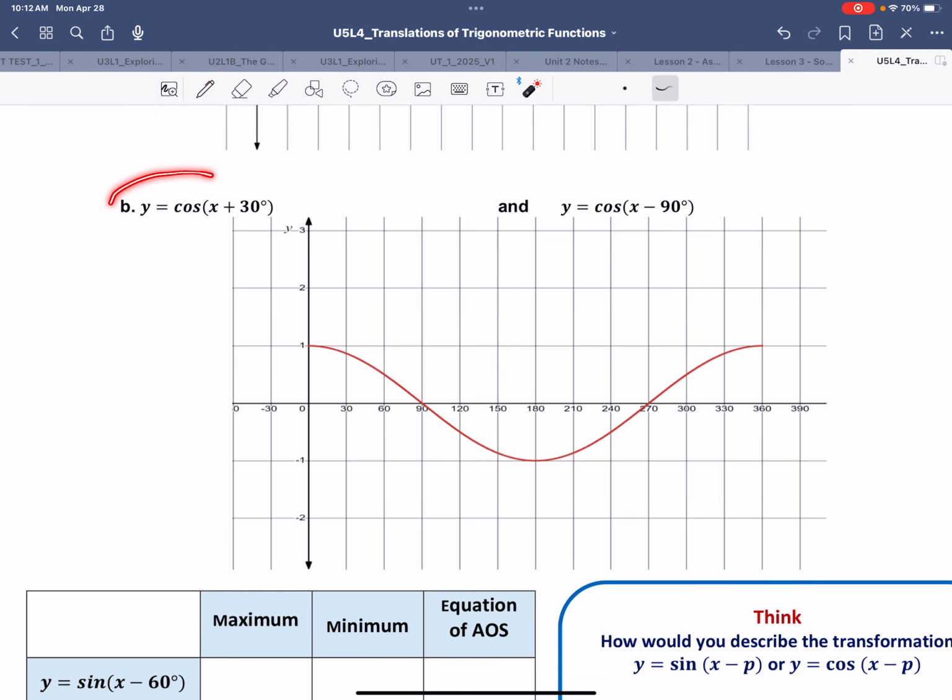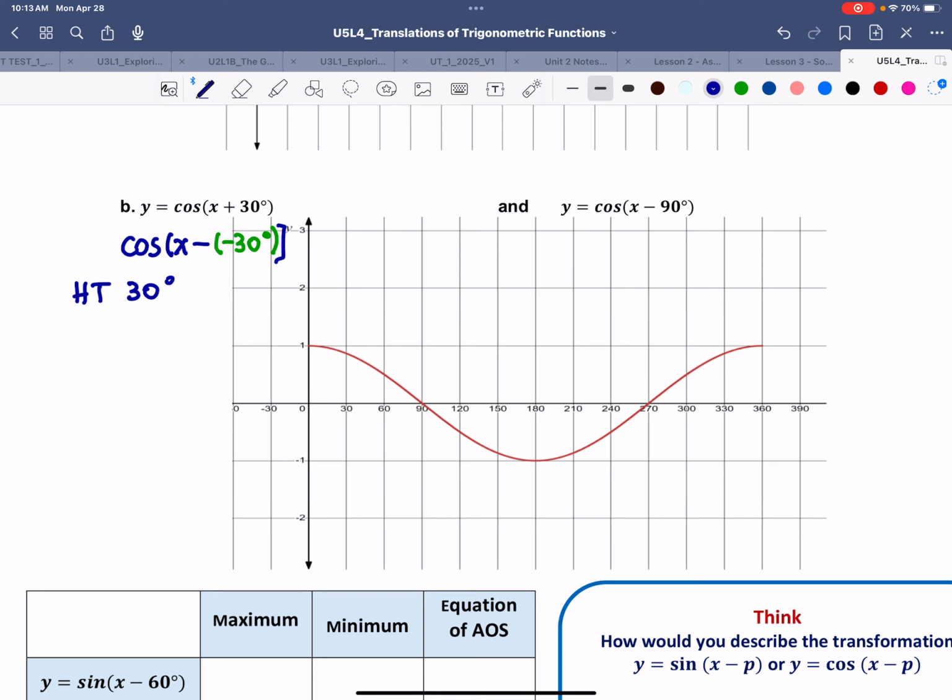In the same way, we look at the graphs of cosine functions. This time we have y equals cosine of x plus 30. Similarly, we look at what number we have subtracted from x. Since we see a plus sign here, it seems that we have subtracted a negative 30. That means this function has undergone a horizontal translation of 30 degrees to the left, and the value of p is equal to negative 30. So negative stands for the left.